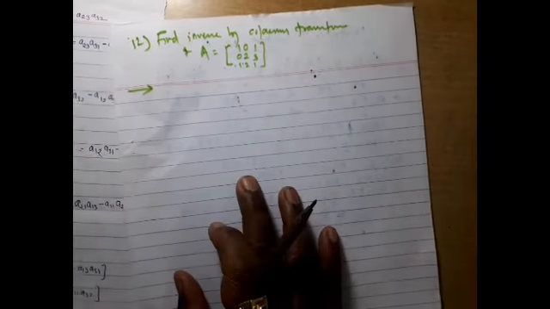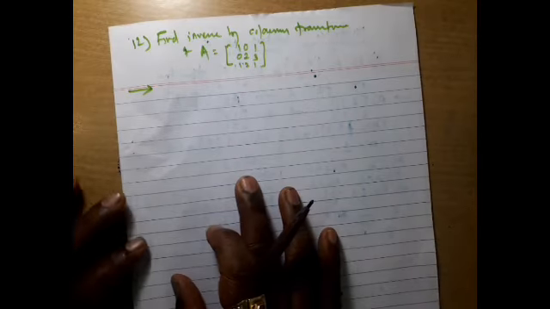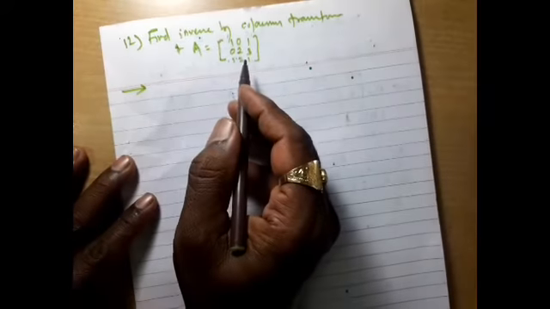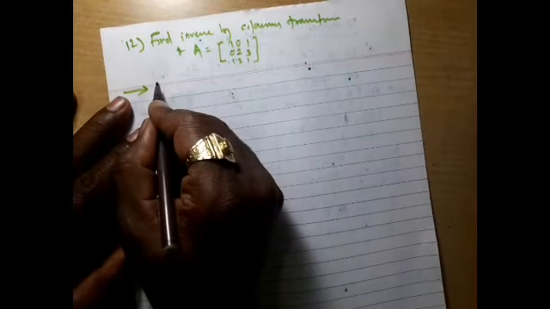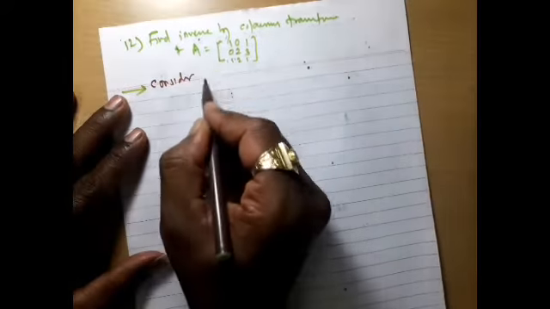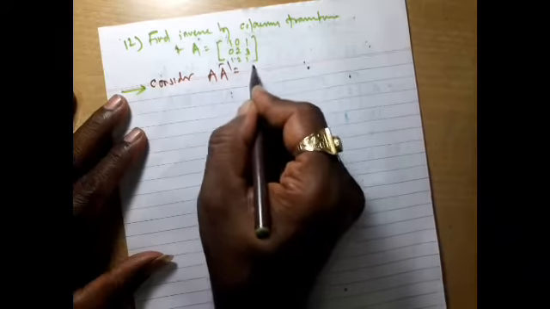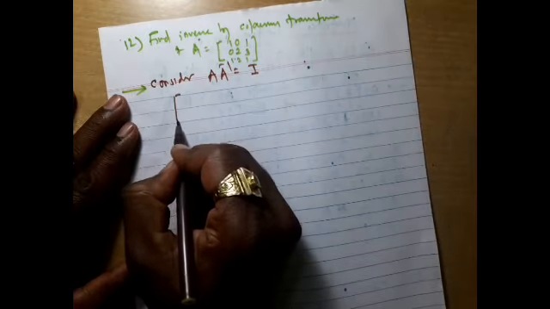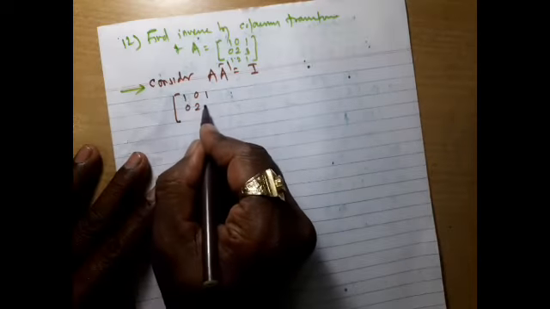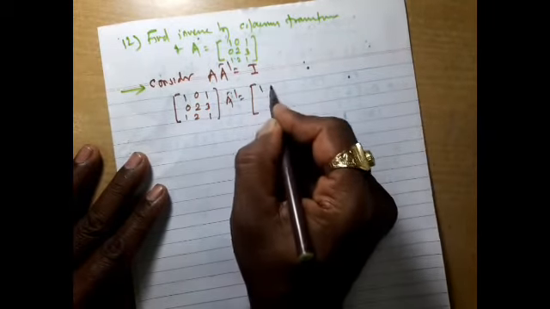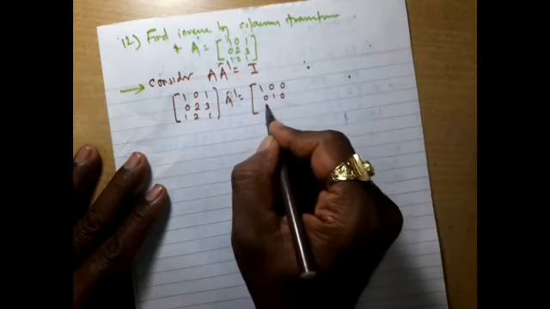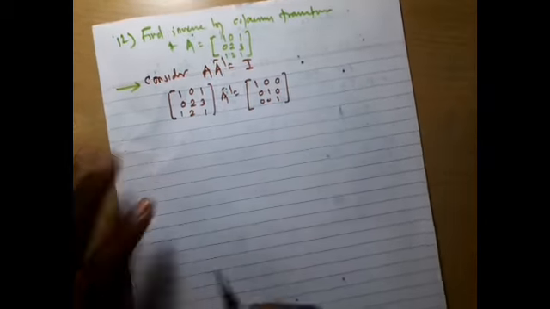Next example, find inverse by column transformation. The matrix A is 1, 0, 1, 0, 2, 3, 1, 2, 1. Consider the equation A into A inverse is equal to I. A is 1, 0, 1, 0, 2, 3, 1, 2, 1, A inverse is equal to 1, 0, 0, 0, 1, 0, 0, 0, 1.